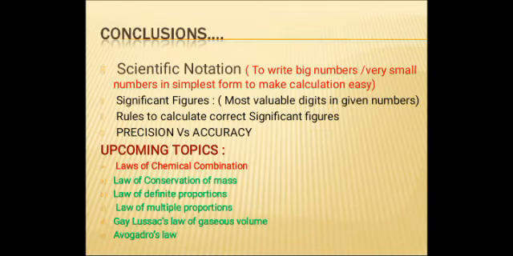So today's conclusion: we did scientific notation, in which we studied how to write big numbers and very small numbers in the simplest form to make calculation easy. Significant figure is the most valuable digit in a given number. Although all the digits are valuable, which is the most valuable. And we did the rules to calculate the correct significant figures. Precision and accuracy we did. Now the upcoming topic, which we will do tomorrow, is the law of chemical combination, in which 5 different laws we need to study. Okay, till then that's all for today.